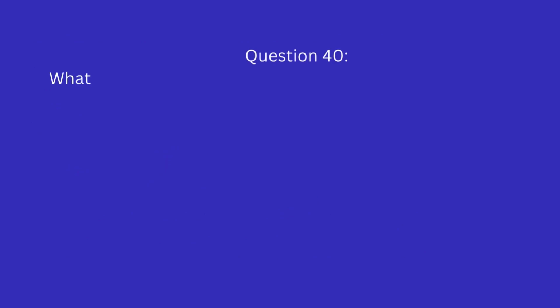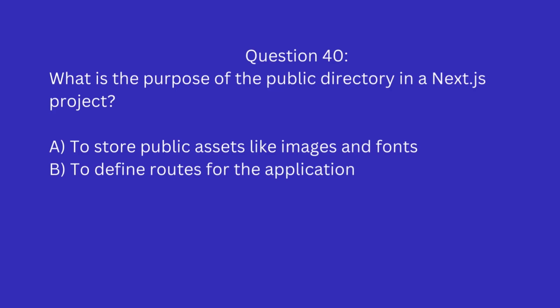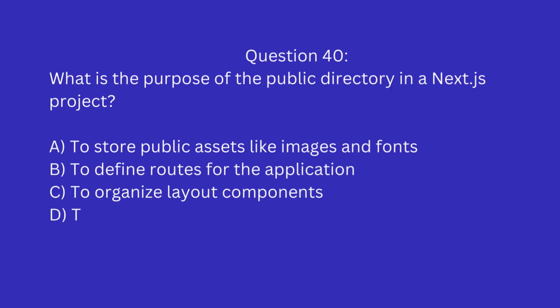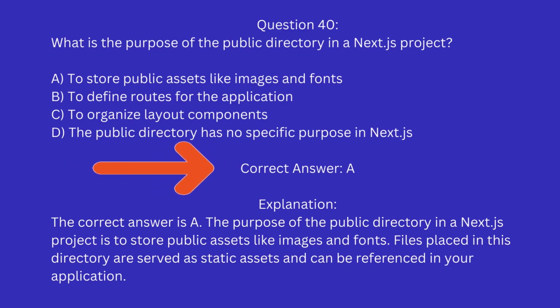Question 40. What is the purpose of the public directory in a Next.js project? A. To store public assets like images and fonts. B. To define routes for the application. C. To organize layout components. D. The public directory has no specific purpose in Next.js. Correct answer, A. Explanation. The correct answer is A. The purpose of the public directory in a Next.js project is to store public assets like images and fonts. Files placed in this directory are served as static assets and can be referenced in your application.